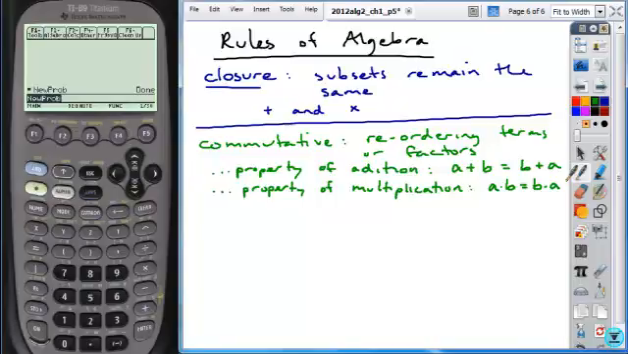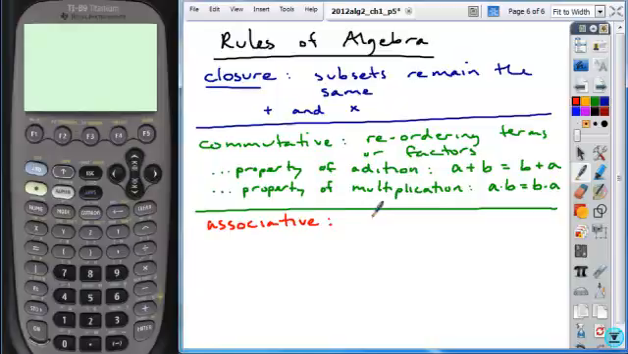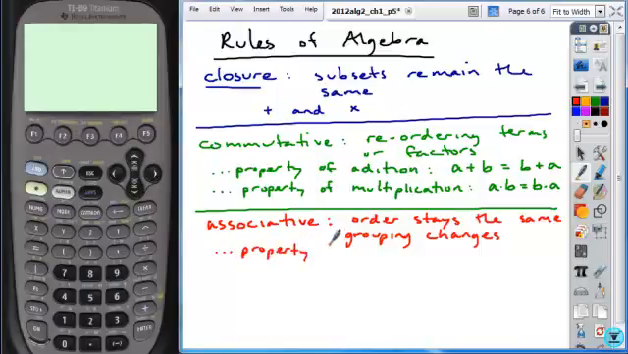Right, as kind of in comparison to that, the associative property, the order is not going to change. So that is the main difference. So in associative properties, the order is going to stay the same. All that changes is the grouping. Okay, so if something's just grouped differently, but the order doesn't change, that's referred to as the associative property. And this also applies to both addition and multiplication.